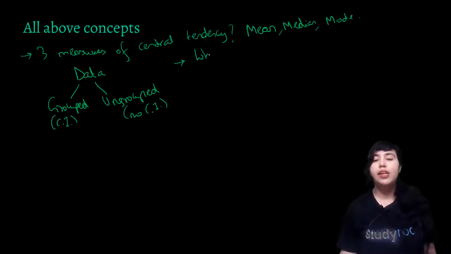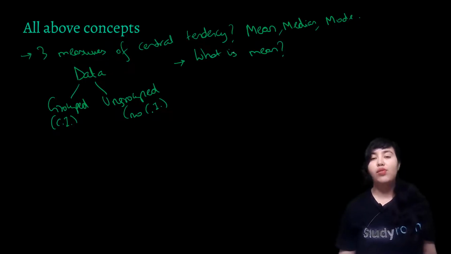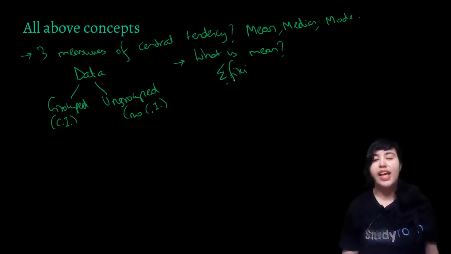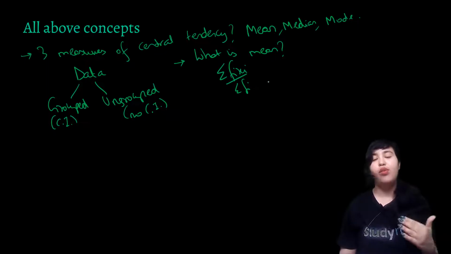What do we mean by mean? Mean in simple words is average. So to calculate mean for ungrouped data, we make use of the direct method, which is summation fi xi upon summation fi. So you look at the observations, multiply them with their frequencies, and then add them up. The symbol stands for summation, and then you divide it by the sum of all frequencies.